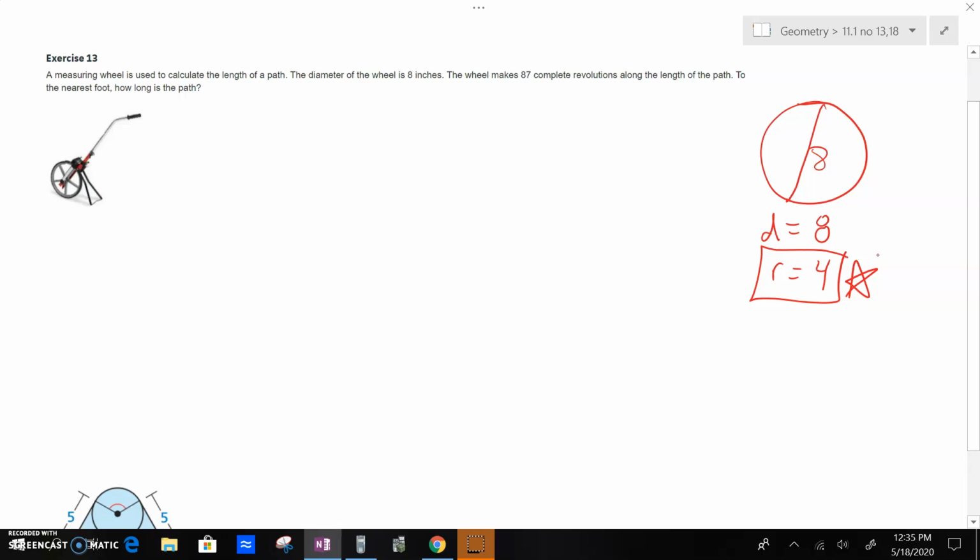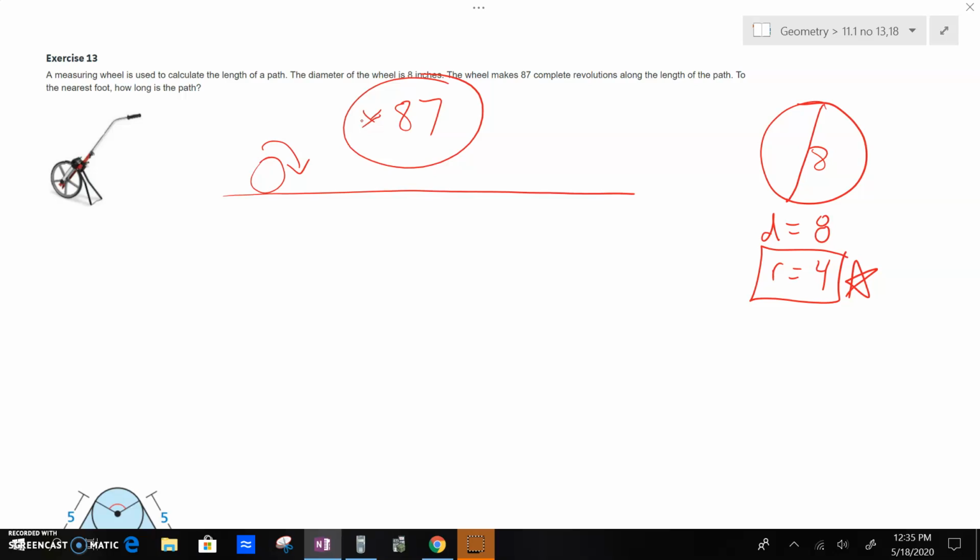So what's happening is you've got this path, and this wheel is rolling over and over and over. That happens 87 times. In order to figure out how long the path is, what you have to think about is if you were to take a little dot on this wheel, how far would it actually travel? Because if you laid that out end to end like one big straight line, you would get the total distance traveled. And that's how these measurement systems work.